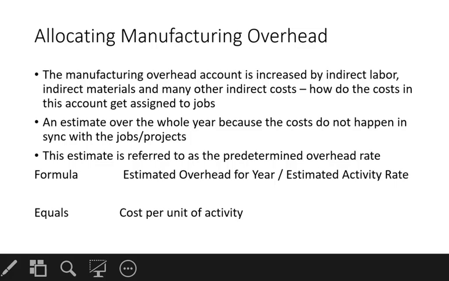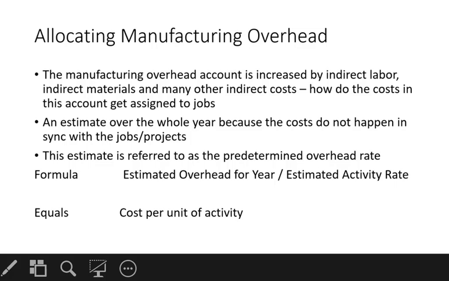So how do we take that and use it to answer the question, how much is it costing for this job? So we talked about the increases. That's the debits to the manufacturing overhead account. What about, how do we take that and assign it to jobs? Well, first of all, we have to do something that involves an estimate. We have to estimate the whole year before it even happens, how much overhead we're going to have for the whole year.